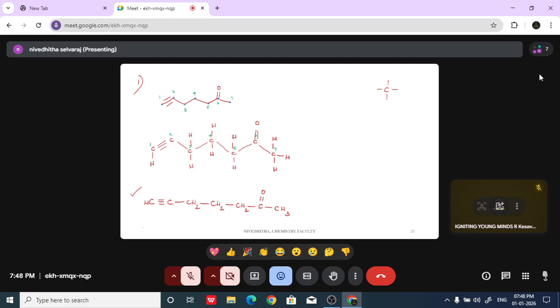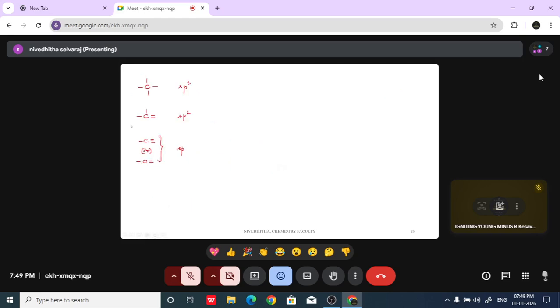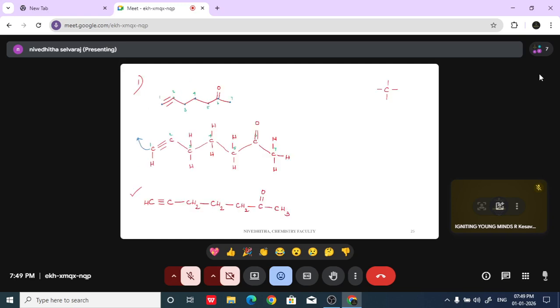What is the hybridization of the first carbon? Around this carbon atom, I have one triple bond and one single bond. So, what is the hybridization? If a carbon atom has one triple bond and one single bond, then what is the hybridization? sp. See, for the second carbon, we have one triple bond and one single bond. Then what is the hybridization? sp, ma'am. Very good, sp.